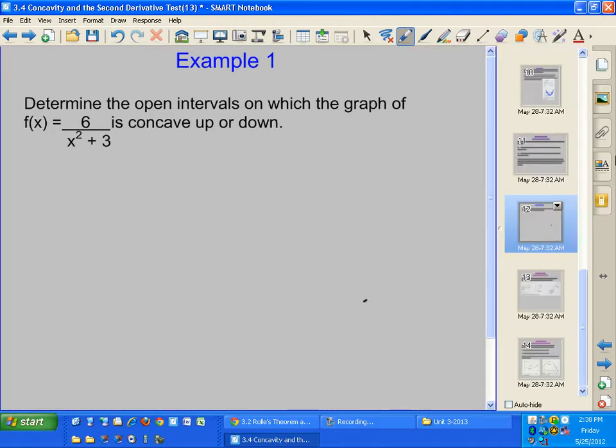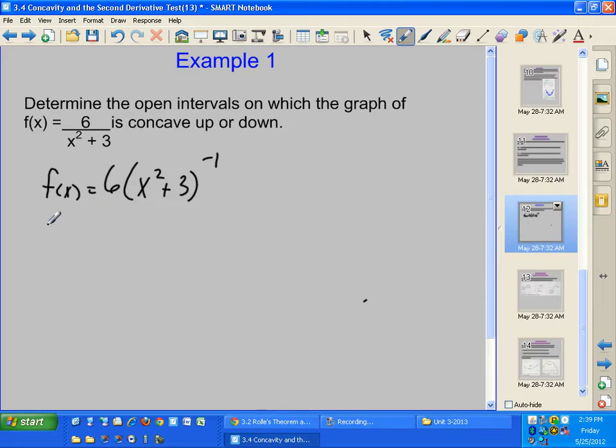The first thing I would probably do is rewrite the function as 6 times x squared plus 3 to the negative 1. It's not a product rule because 6 doesn't have an x, it's not a function. It's not a quotient rule because 6 is not a function. You could use both of those, but it would end up coming out in the wash that you didn't need to.